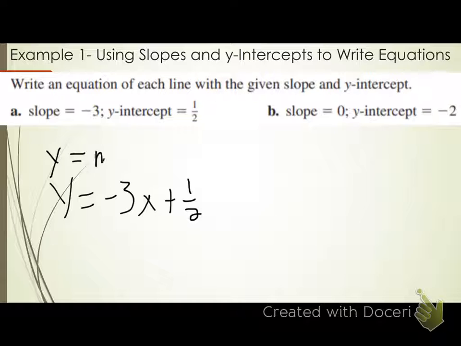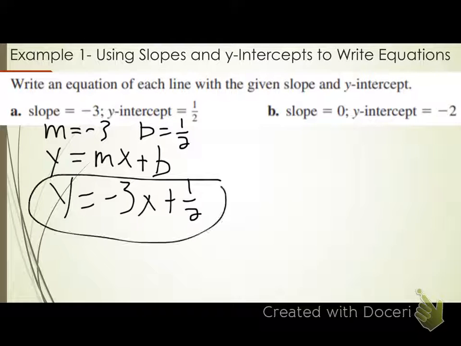Remember, we're y equals mx plus b. My slope is m, so m equals -3. My y-intercept is b. B equals 1/2. So I just plug those in to slope-intercept form. Here's my equation. That's it for letter A. Got it? Is that as easy as I thought it was going to be?